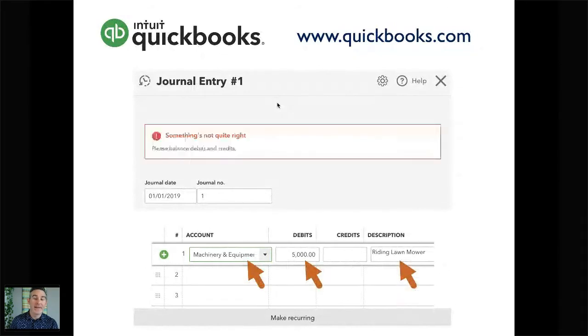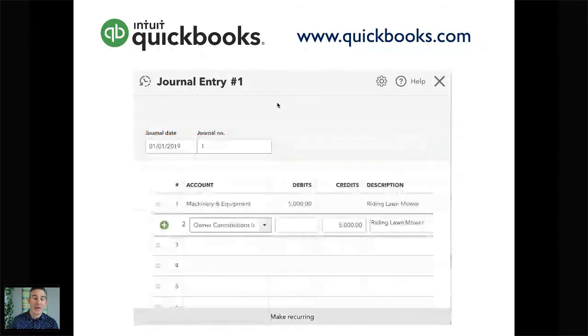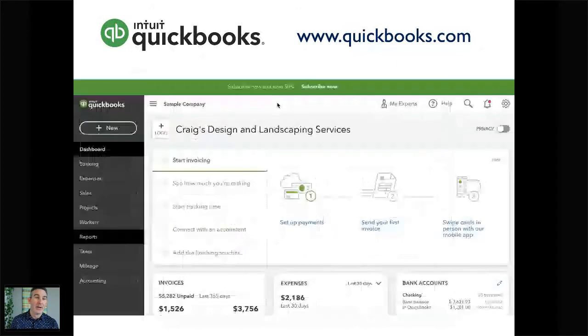And then if you try and save, you're going to get another error, similar to with Wave. They're telling you to balance your debits and your credits. So you just go ahead and add owner contribution, and it actually fills out these two for you based on what you had already added. And now you have a riding lawnmower on your balance sheet.